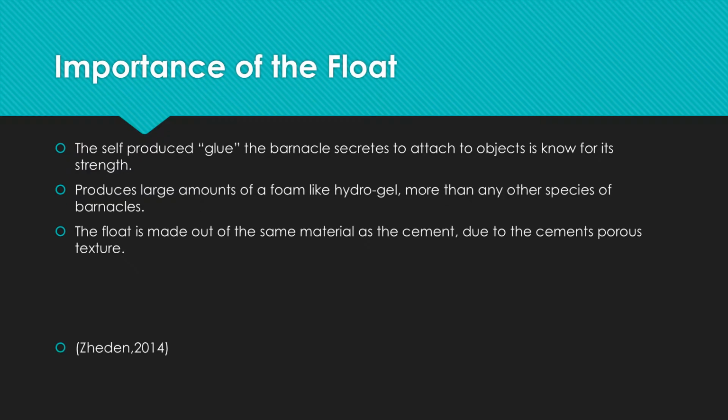The buoy barnacle is known to have high-strength cement. This cement is the same substance that is used to create the float, as I stated earlier. This is because the cement has a very porous texture. This porous texture allows it to be buoyant and stay at the water's surface. The buoy barnacle is known to produce the most amount of cement out of any barnacle species known.